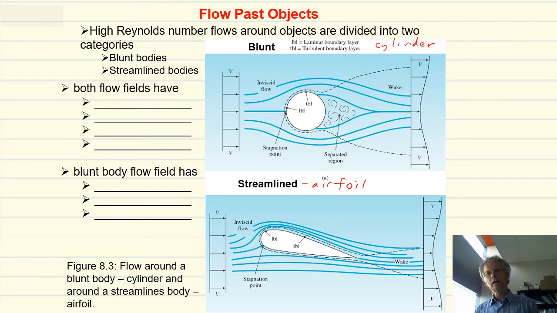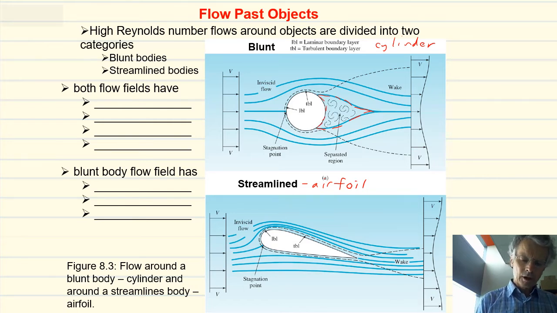So this categorization of objects or bodies that are immersed in a flow is applicable to high Reynolds number flows, high enough that a turbulent wake is produced. So we can see in the case of the cylinder, the flow pattern is similar to what we saw in the previous diagram for a high Reynolds number flow. We have the separated flow region here on the downstream side of the cylinder, right?